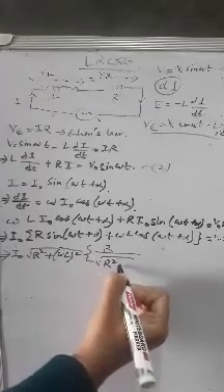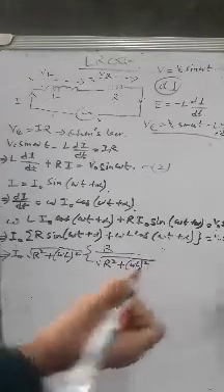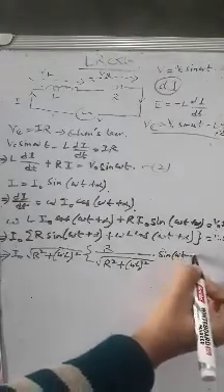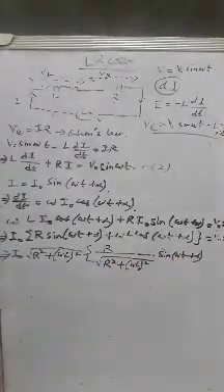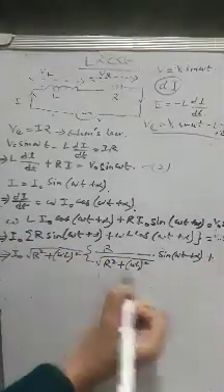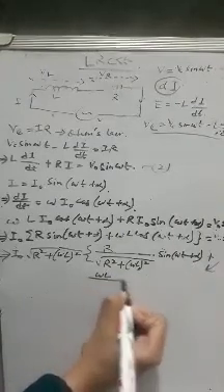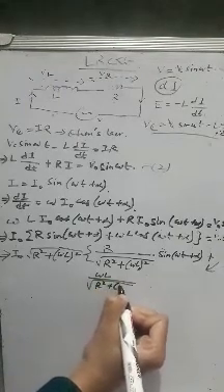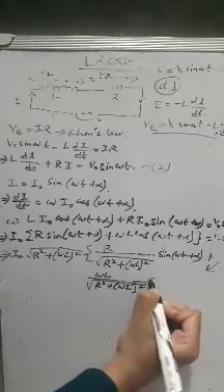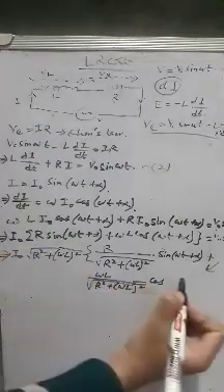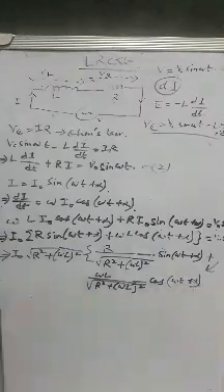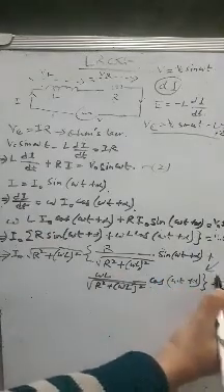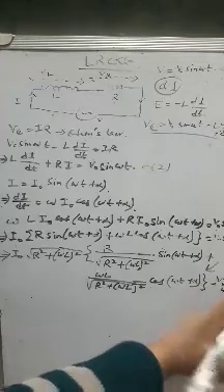R by under root R square plus omega L whole square, to be multiplied by sine omega t plus alpha, plus omega L by root R square plus omega L whole square, multiplied by cos omega t plus alpha, which is equal to V naught sine omega t. Okay, the same thing.